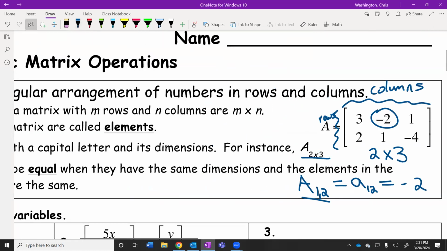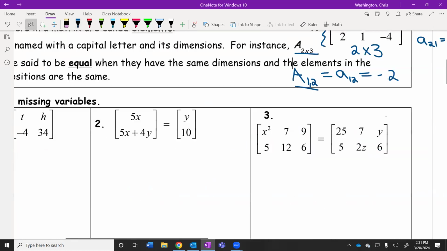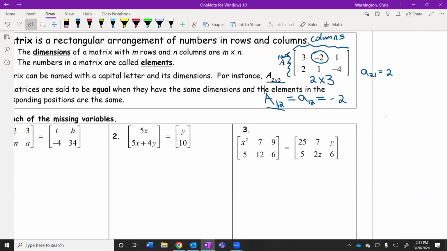We can talk about matrices being equal. 2 matrices are equal if they have the exact same dimensions. So the dimensions have to be equal in order for these matrices to be considered equal. Also, the corresponding elements have to be equal, meaning that very first element in the very first row, very first column, has to equal that very first row, that very first column. Every single element in that exact same spot has to be equal all the way through the board.